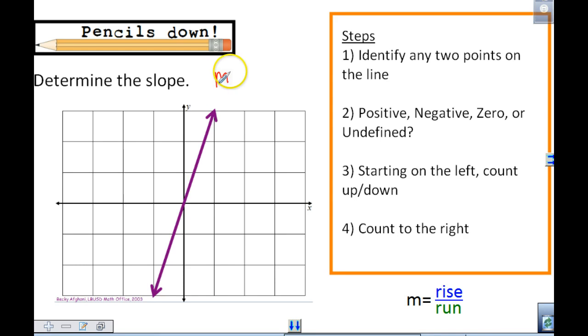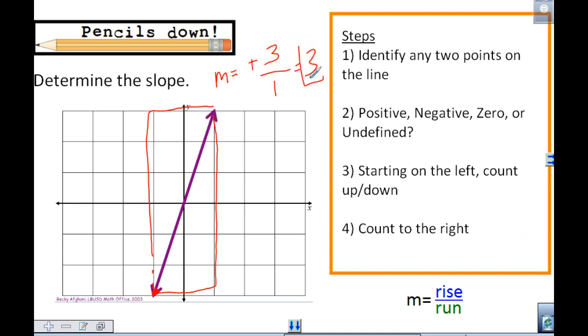Positive or negative? Positive. What's the rise? And the run is 1. 3 divided by 1 equals 3. If you pick this point down here, the rise would have been 6, and the run would have been 2. 6 over 2 is also 3. If you go this way, you can go down 6 and left 2. Negative 6 over negative 2 is also 3. Okay?